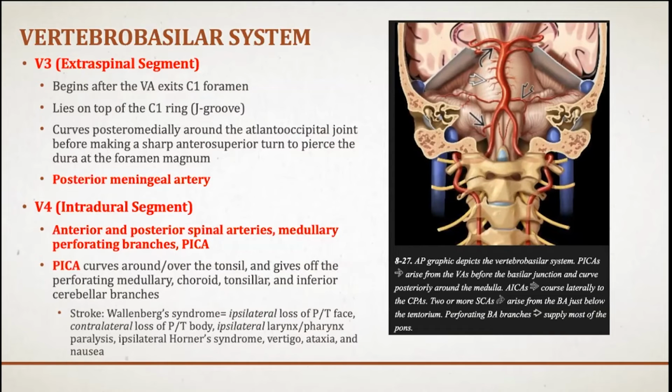So ipsilateral loss of pain and temperature in the face, contralateral loss of pain and temperature in the body, just because of the way the pain and temperature tracts are. The ipsilateral larynx and pharynx paralysis, ipsilateral Horner syndrome, vertigo, ataxia, and nausea, because of the way the PICA supplies the medulla and the nuclei in the medulla. These are the symptoms that you get. So these are the main things you have to remember about a PICA stroke.